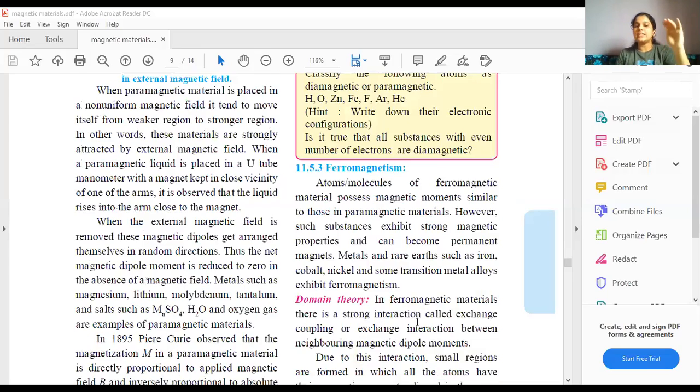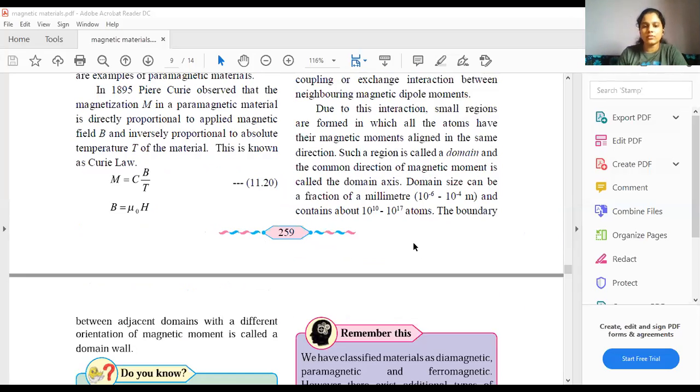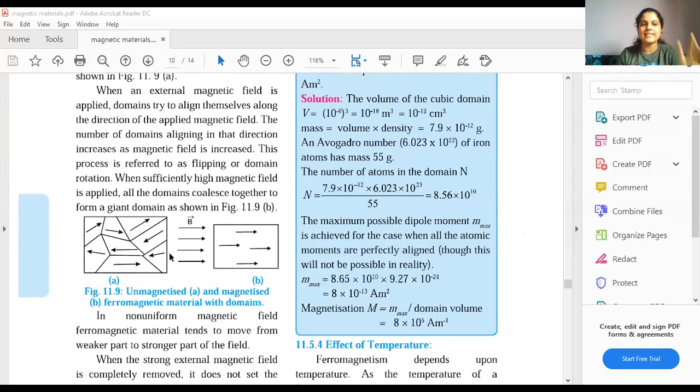Students, the third type of magnetic material that we are discussing today is ferromagnetic material or ferromagnetism. Ferromagnetism is like a higher version of paramagnetism. First let me quickly explain to you all what is happening, and then we can go through the points written in your textbook. You all can see this diagram over here.